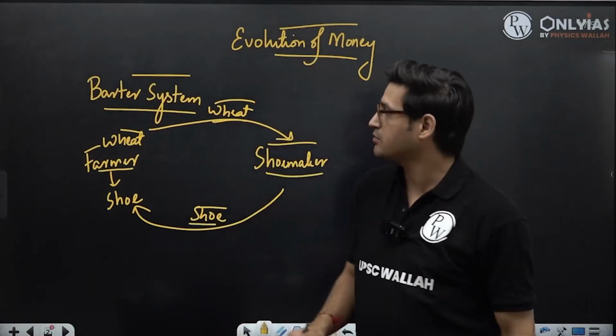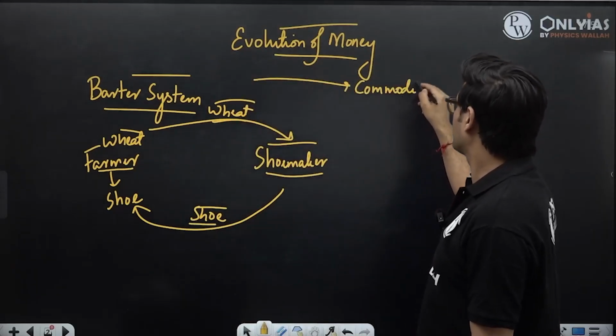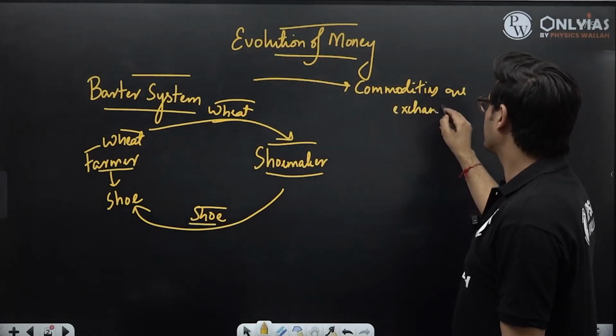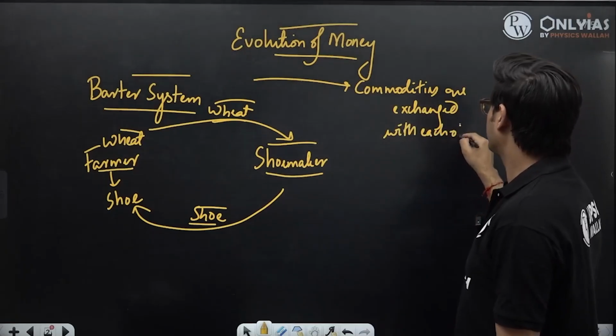Under a barter system, commodities are exchanged with each other.